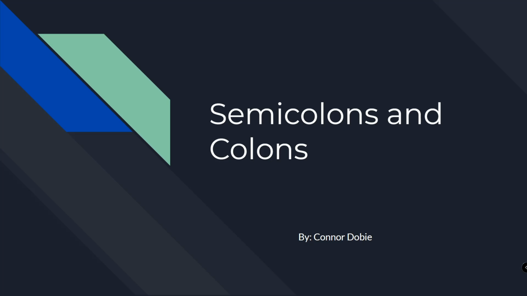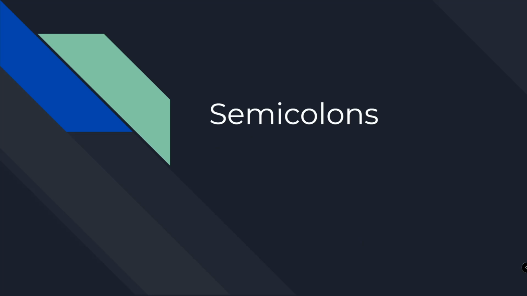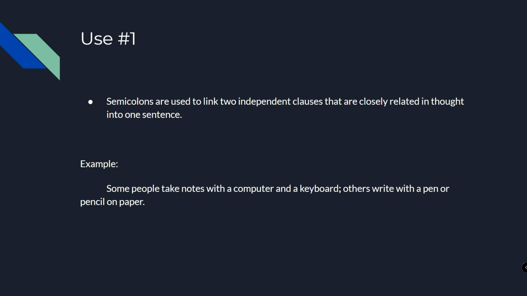In this video, you will see and learn various different ways to use semicolons and colons. Let's first start out with the semicolon. Use number 1. Semicolons are used to link two independent clauses that are closely related in thought into one sentence.